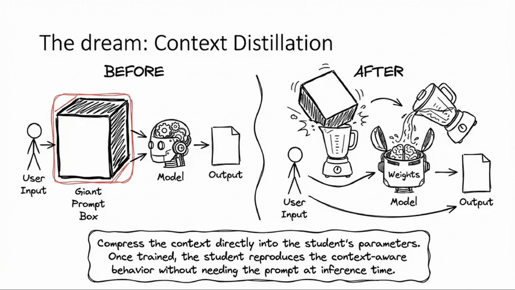Now look at this before picture. The user question is tiny, but it gets shoved into this huge input giant prompt box. That box is doing all the work, policies, domain knowledge, tone rules, and the model has to reread it every single time, which is exactly the cost and memory reset pain we talked about earlier. The dream on this slide is context distillation. You compress that context directly into the student model's parameters. So after training, the student carries the behavior inside its weights and can reproduce the same context-aware answers without dragging the prompt along at inference. Think of it like moving rules off a sticky note and into muscle memory. Next, we will look at the warning labels, how this can go wrong, and why.